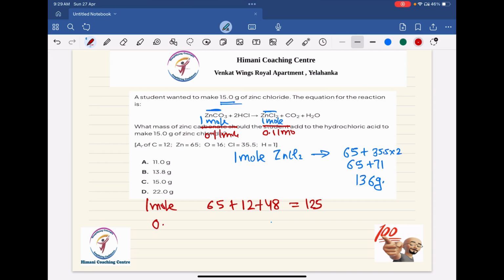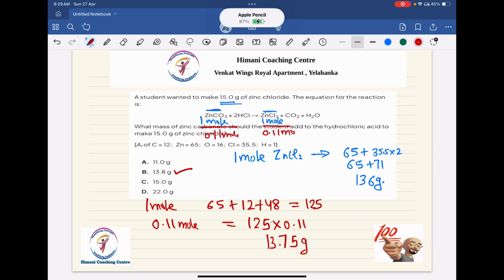And how many moles are there? 0.11. So 0.11 mole of ZnCO3 should weigh 125 into 0.11. 11 fives are 55, 11 twos are 22, 27, 11 ones are 11. So we get some 13.75 grams, approximately 13.8 gram is the answer. Okay, so this is how we do questions related to the mole concept.